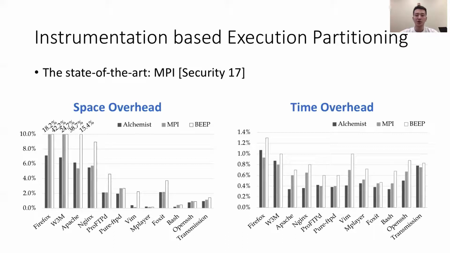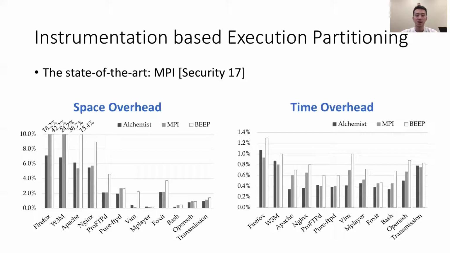Here, we show the overhead of Alchemist compared to two instrumentation works, MPI and BIP. We choose 12 popular Linux applications to evaluate both the space overhead and the time overhead. We collect 1-week logs from 8 daily used systems.